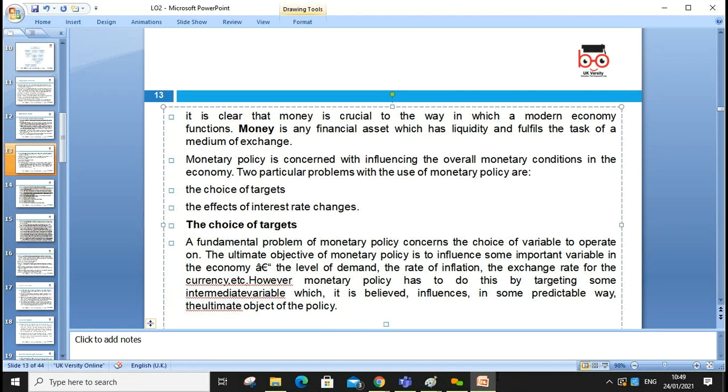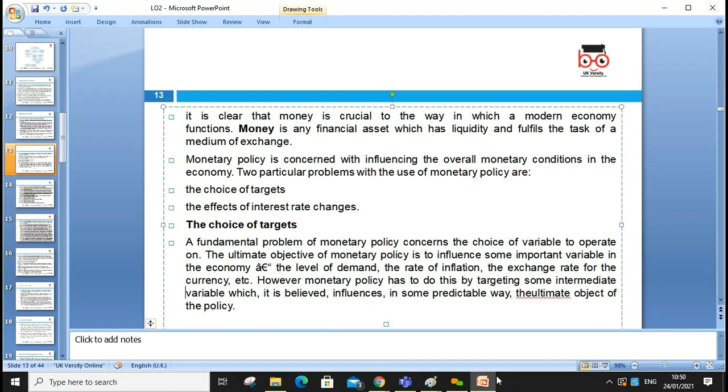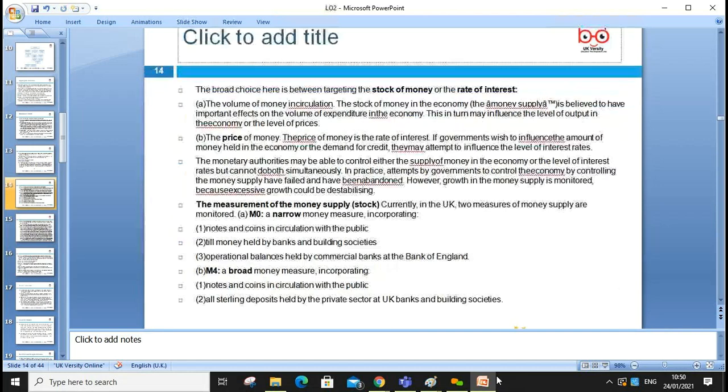Because if your monetary policy is good in the country, there won't be inflation and your currency will be stronger. And we need to look at different variables. That's why these things are crucial in the monetary policy we review.